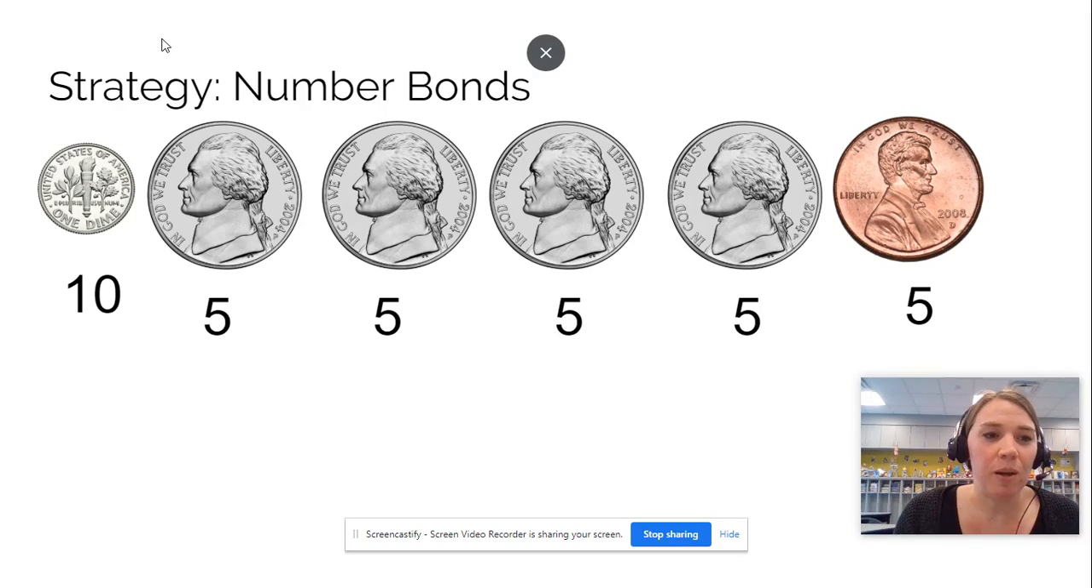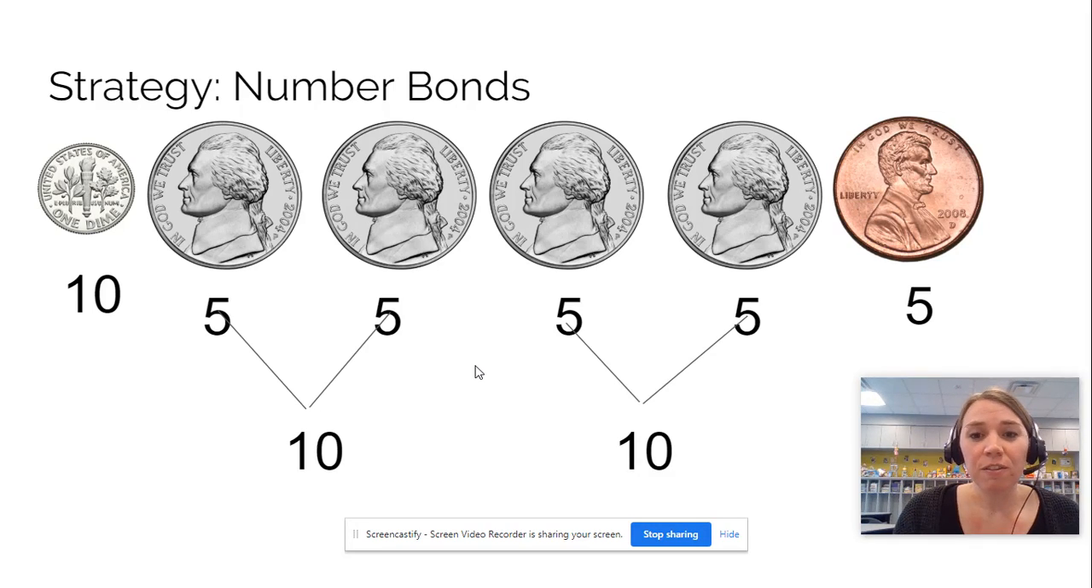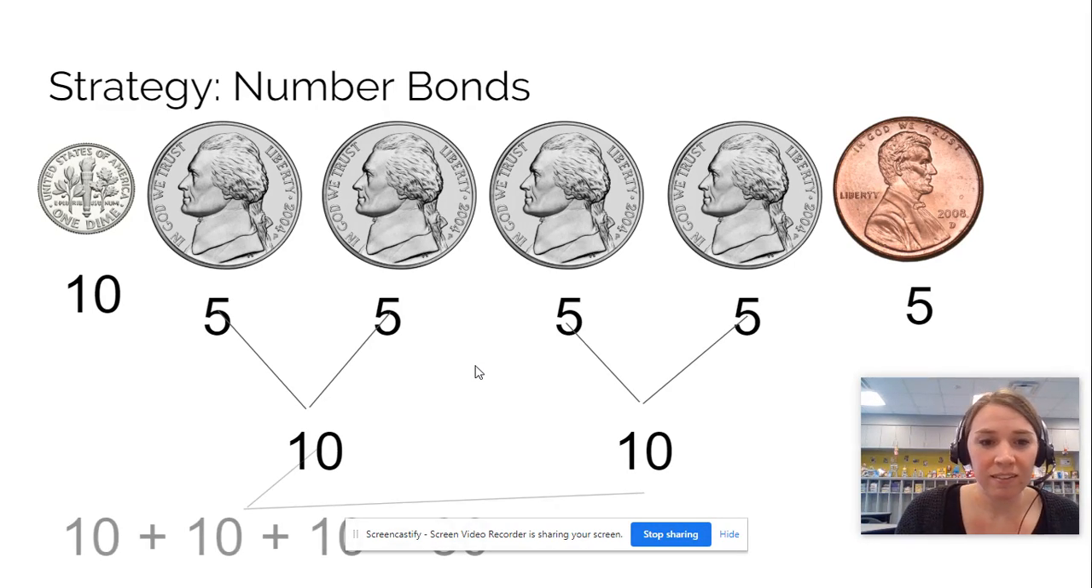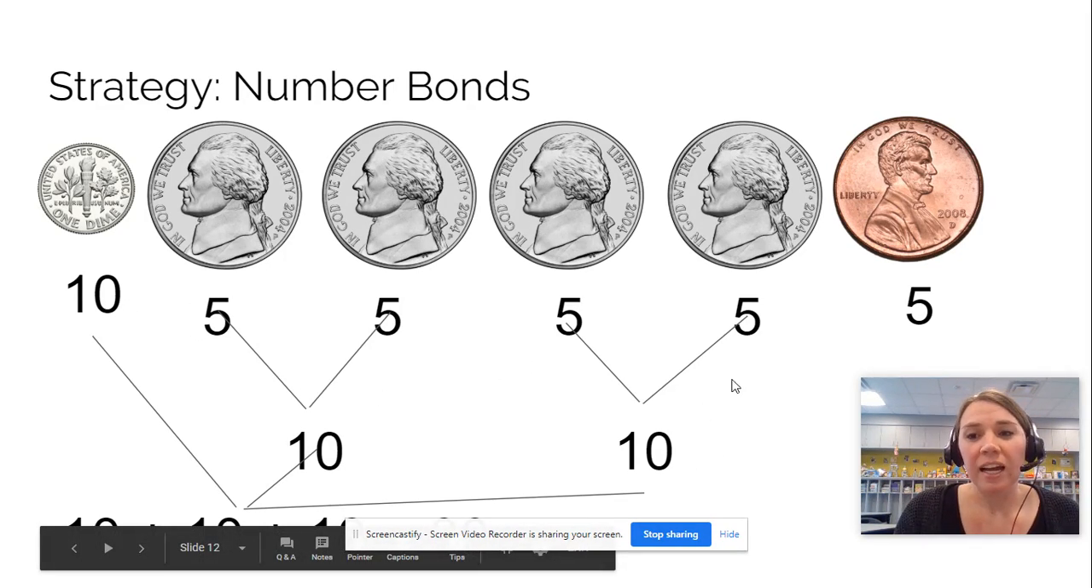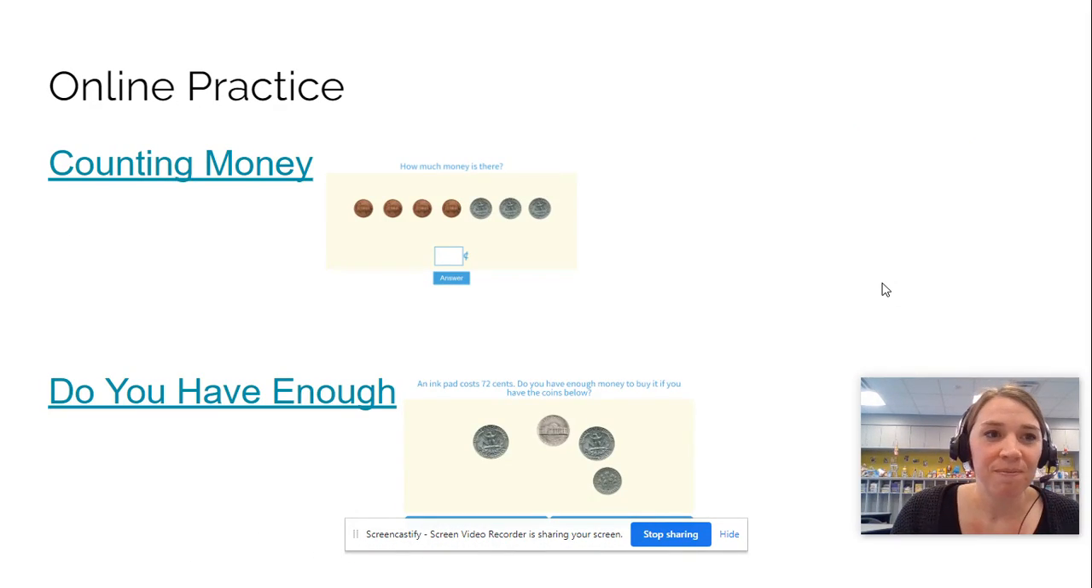Another strategy is number bonds. So I would take my dime and my nickel, they're worth 10 and 5. Or actually, that might not be the first one. My 5 and 5 to get to 10. Another 5 and 5 to get to 10. Put my tens together to get to 10, 20, and 30. And don't forget the 5. So 30 and 5 is 35.